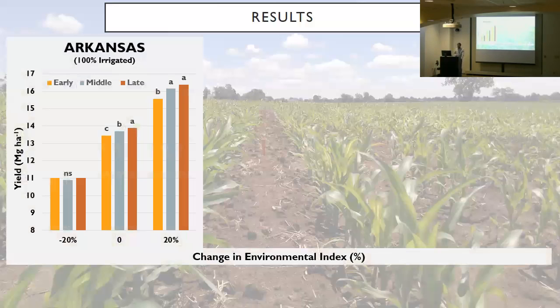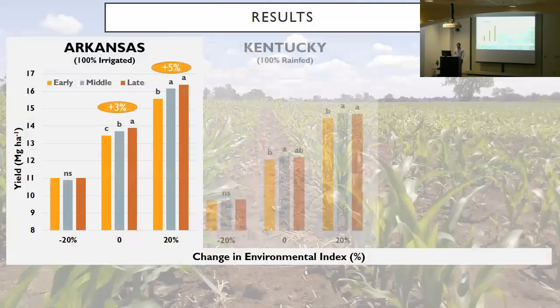So we also tested the difference in yield in different environments. In this case, the environmental index equal to 0 was the average for that state, and we did the 20% lower yielding and 20% higher yielding environments. So here in Arkansas, results show that late maturities increased yield over early maturities at the average environment in the order of 3%, and in high yielding environments, around a 5% increase.